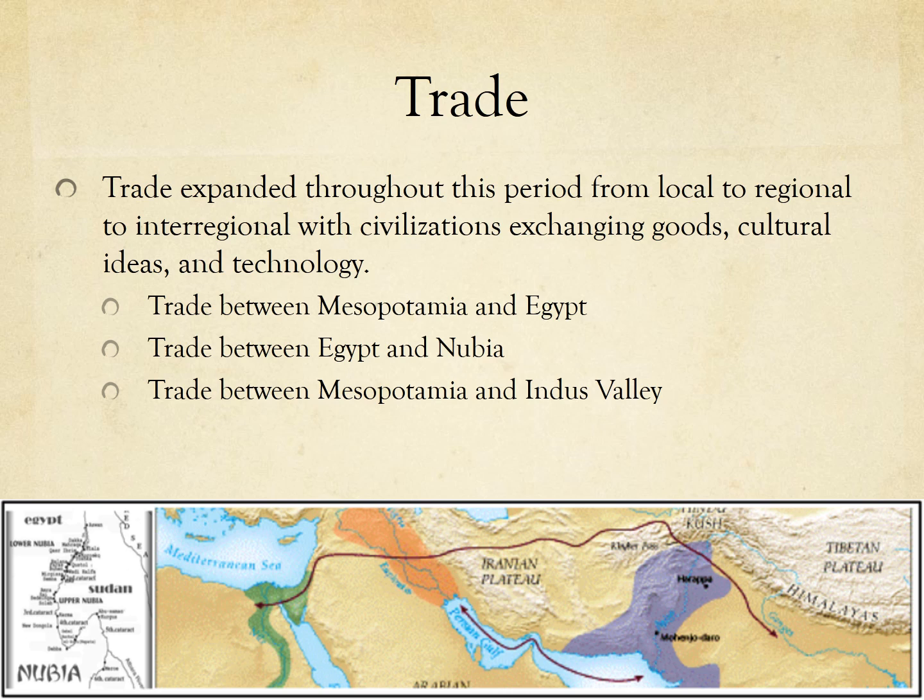So for trade, obviously you've got these different civilizations now, and they're going to start exploring and they're going to start communicating with each other. So trade expanded throughout this period from local to regional to interregional, with civilizations exchanging goods and cultural ideas and technology. So you've got local trade between Mesopotamia and Egypt. I say local, I mean it's a few hundred miles, but it's still relatively local.